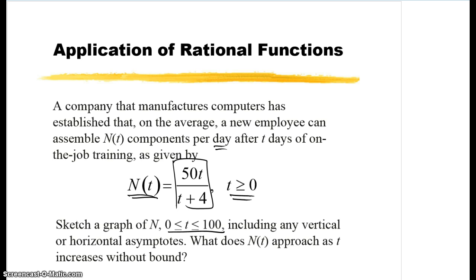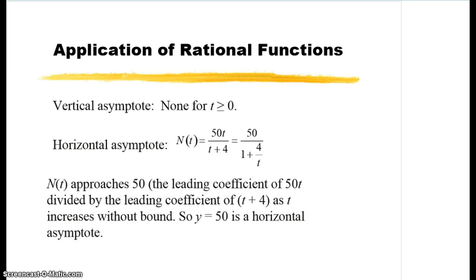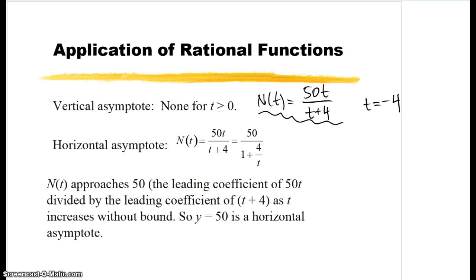So why don't we go ahead and do this problem next. Notice that since N(t) is 50t over t plus 4, you can have a vertical asymptote only where this function is undefined, and that's t equals negative 4. However, our domain is all the t's bigger than or equal to 0 and less than 100, so t equals negative 4 is not a part of the domain. Thus, there are no vertical asymptotes for t bigger than or equal to 0.